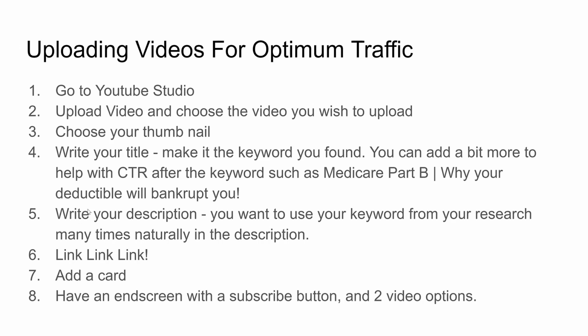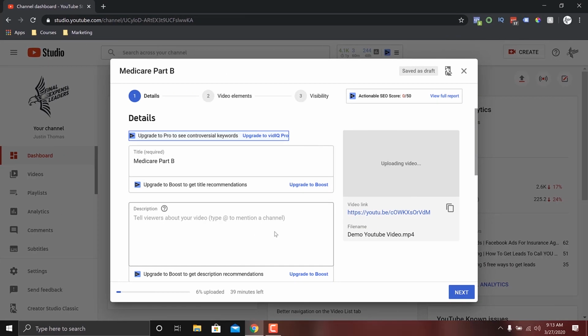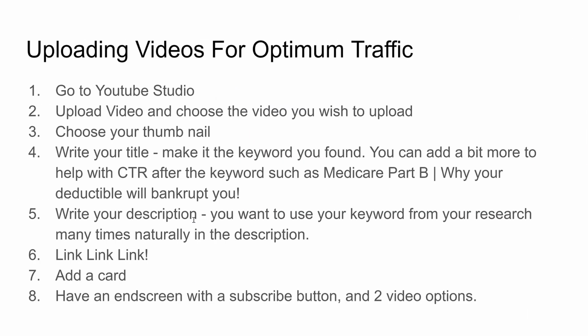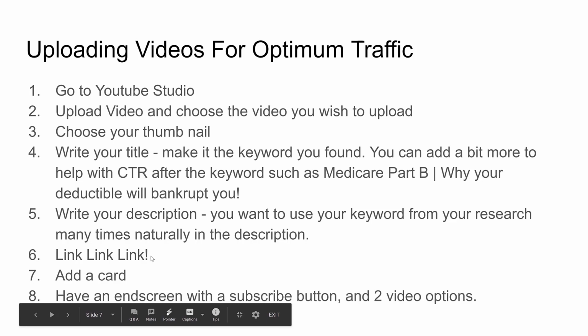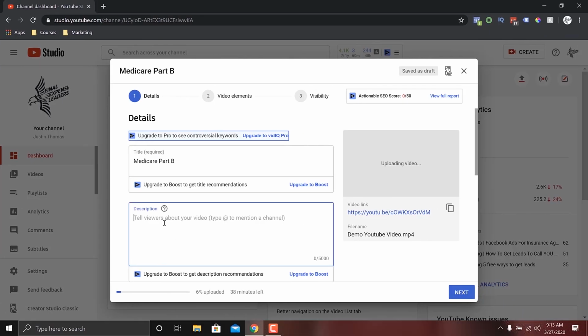And next we need to write your description, and you want to use your keywords from your research many times naturally in the description. Perfect. So our keyword is Medicare Part B. And actually, more importantly, is link, link, link. The very first thing you want is a link to your landing page. So you need to have a landing page built, and you need to have it viewable in your description so people can watch the video and they see the link below it and they can click to it.